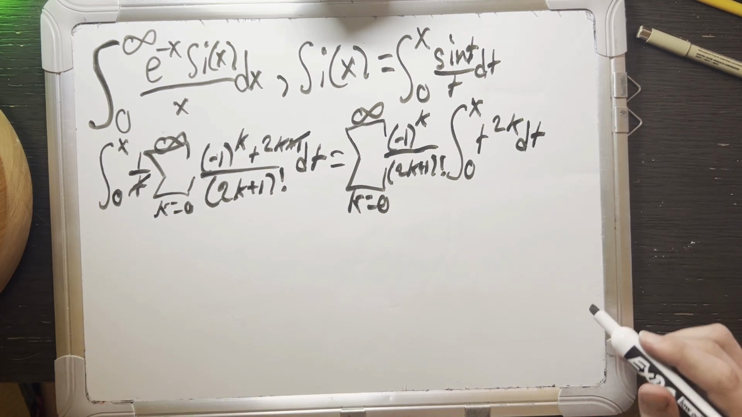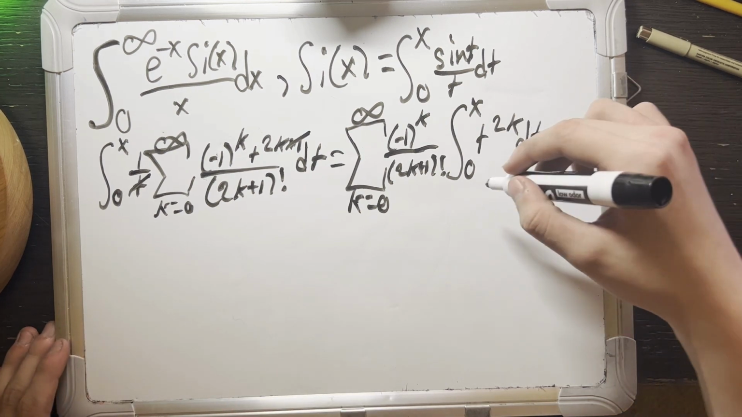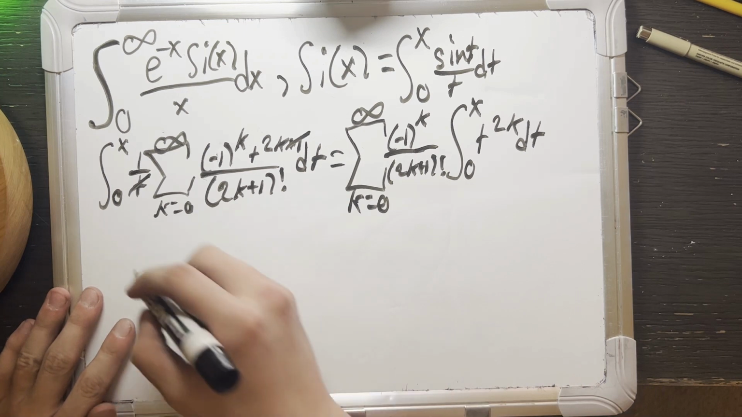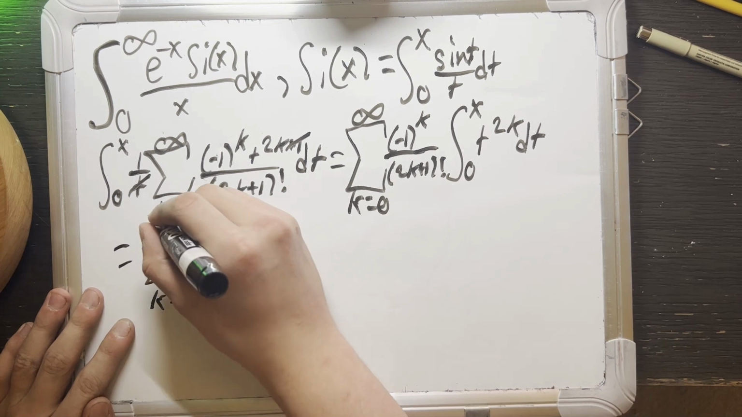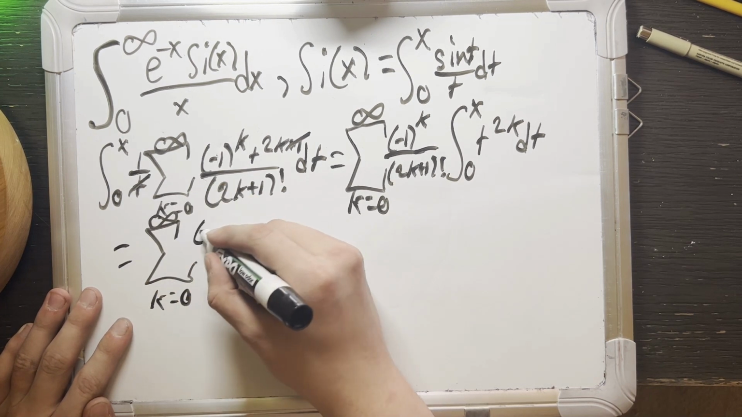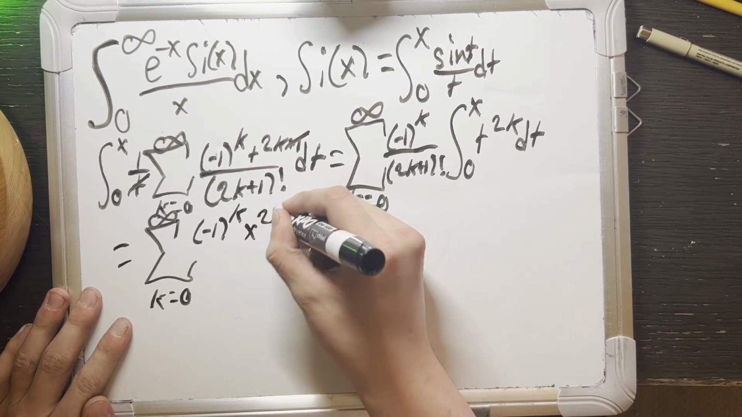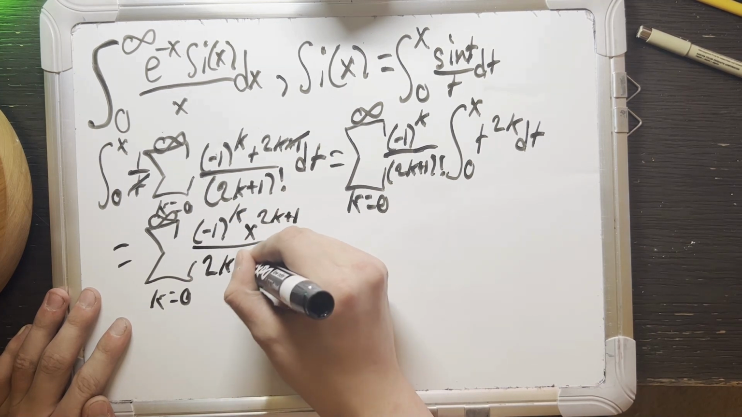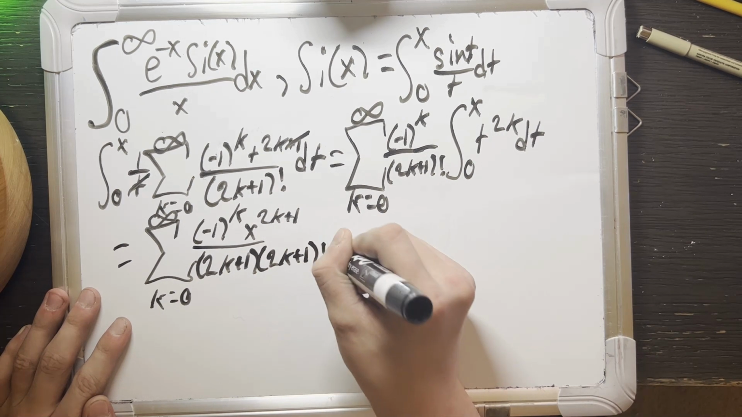So now this is pretty trivial. You add 1 to the exponent, and then divide by that new power. So then put in x, you get x to the 2k plus 1 divided by 2k plus 1. Put in 0, you get 0. So then all in all, we get the sum as k equals 0 to infinity for minus 1 to the k times x to the 2k plus 1 divided by 2k plus 1 times 2k plus 1 factorial.